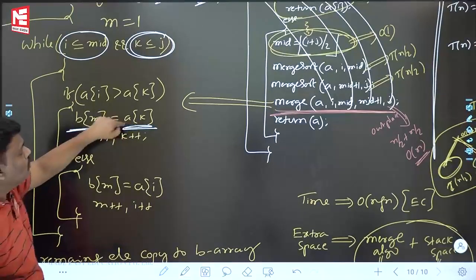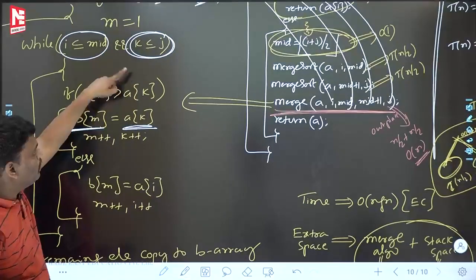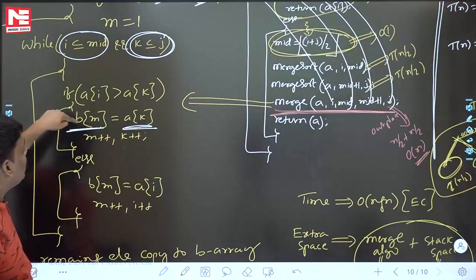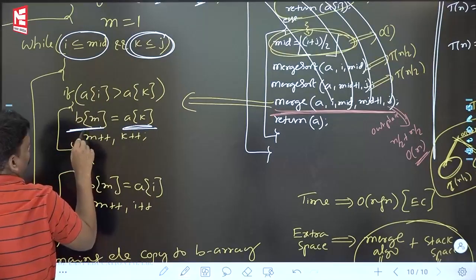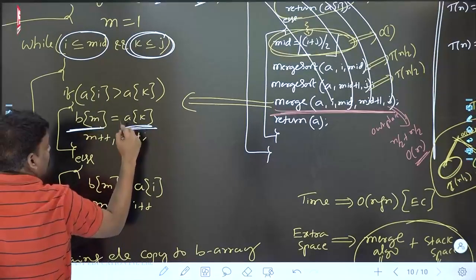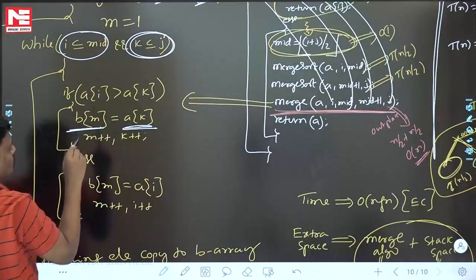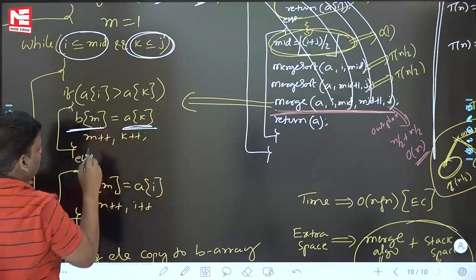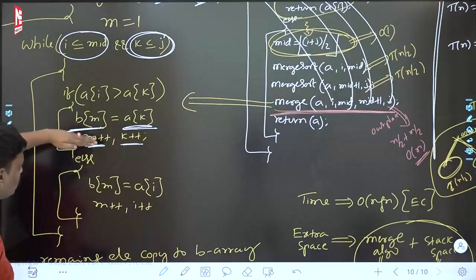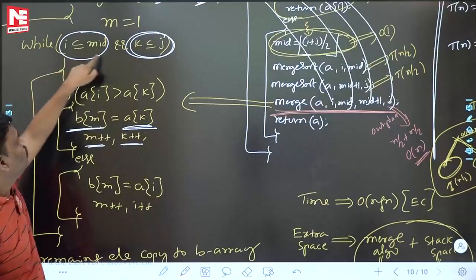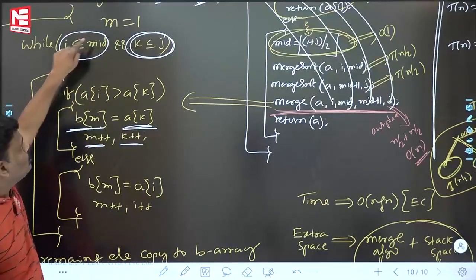So, see this one. Whichever is smaller, who is smaller? A of k. The second half's first element is smaller. Store that one into the B array. At which place in the B array? At m equal to 1, the first place. The second half's first element, because it is smaller, is stored into the B array's first place. Because you have stored this element already, m plus plus, k plus plus. This is the while loop. Once again go back and check: is it true or not? Because the element is going from here, k is increasing. Again check this condition, this condition.